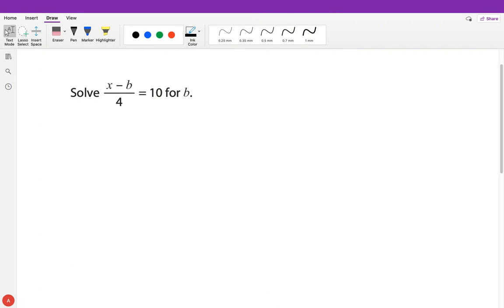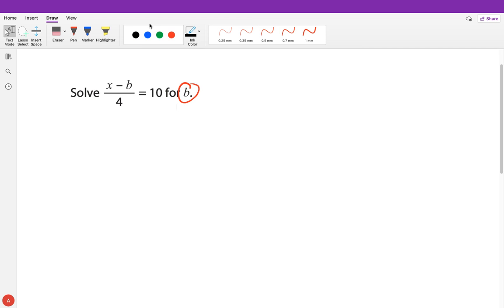All right, so for this video, we're going to have a lot more variables, and we're going to rewrite and isolate our equation to solve for a variable. But since there's multiple variables involved, we're not going to get just a numerical answer. It's not going to be like x is equal to 4. We're going to have other variables within our answer as well. So when we see this, it says x minus b over 4 is equal to 10. And it's asking us to solve for b.